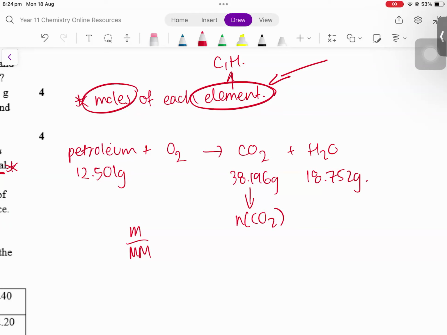Which one do you think you're more likely to get from CO2, the carbon or the hydrogen? That one's pretty obvious. The carbon, okay? Because carbon dioxide has carbon in it, yeah? You do the 38 grams divided by the molar mass, you're going to get the moles of CO2. How do you get the moles of carbon from that? How do you get the moles of C from CO2?